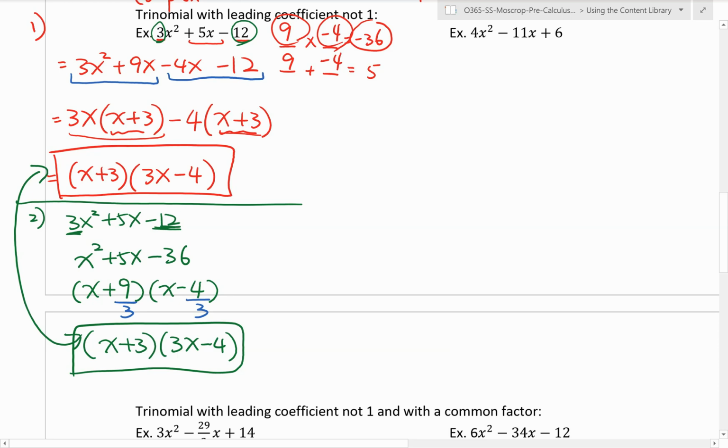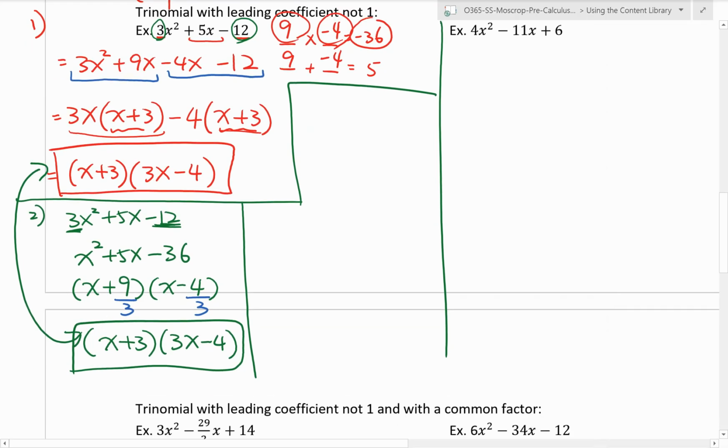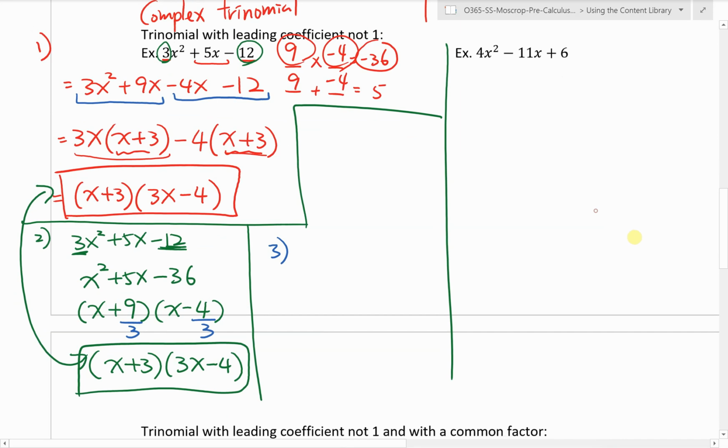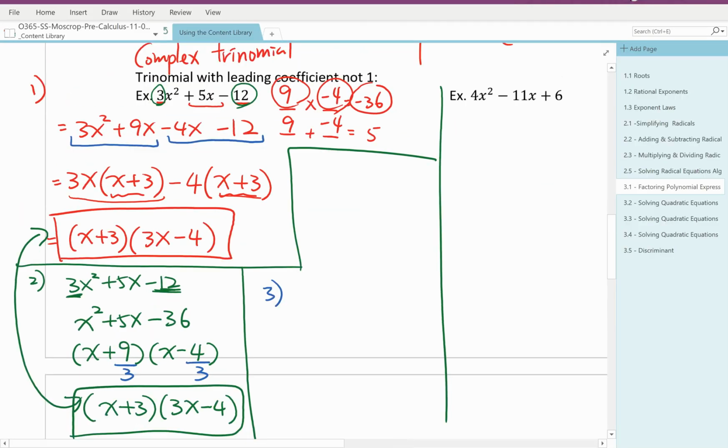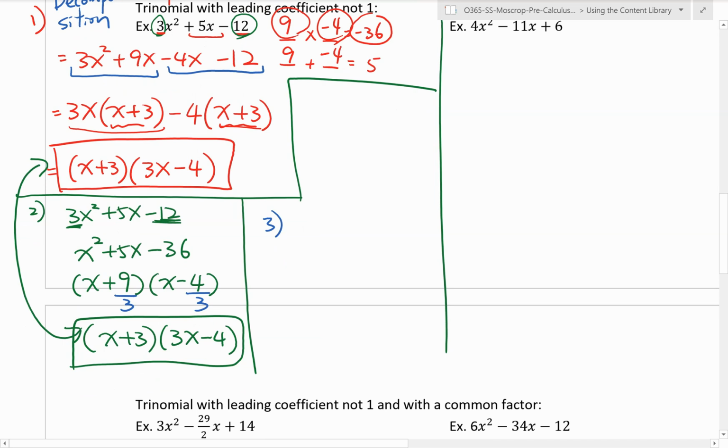If you don't understand, again, you can go back and rewatch it. Now I'm going to show you a third method. This method is called guess and check. There's no other way to put it, it's just called guess and check. Maybe I'll write the name down actually. So this is called decomposition. And this is called AC method, or at least I call it AC method. And finally, the one I'm going to show is called guess and check.